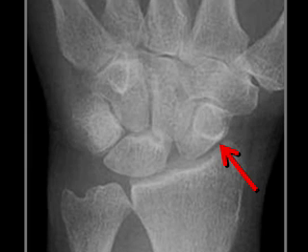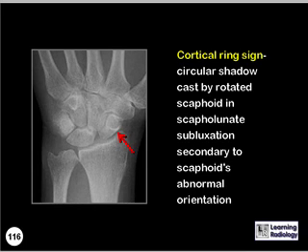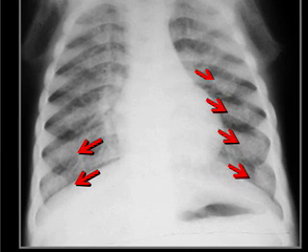What is the name of this sign? This is the cortical ring sign, a circular shadow cast by a rotated scaphoid in scapholunate subluxation, secondary to the scaphoid's abnormal orientation.